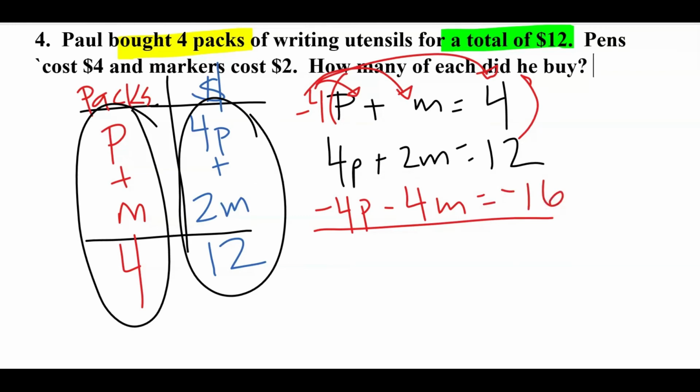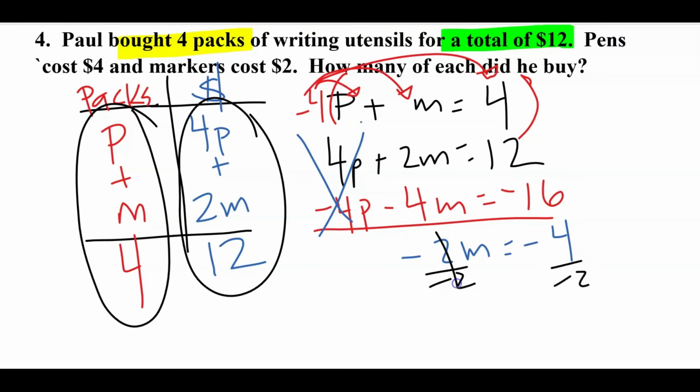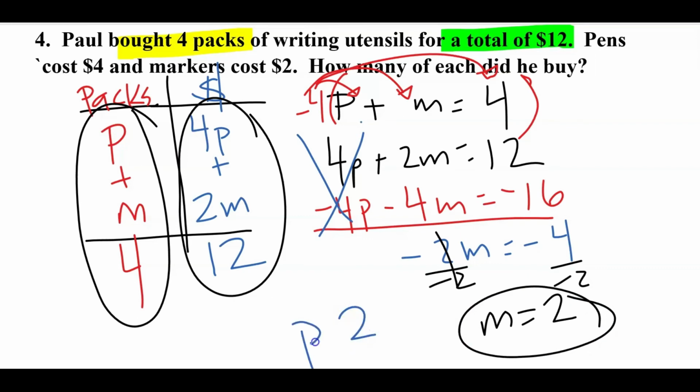Okay, so I would just solve this with the elimination method. Those cancel. That gives me negative 2M equals, let's see, 12 minus 16 is negative 4. Alright, so when I solve this, I'm going to divide by negative 2, and I'm going to end up getting M equals 2. Okay, so I know that he bought 2 markers. Well, if he bought 4 total, obviously he bought 2 pens. Okay, so there were only 4 items. 2 of them were markers. The other 2 are going to be pens.